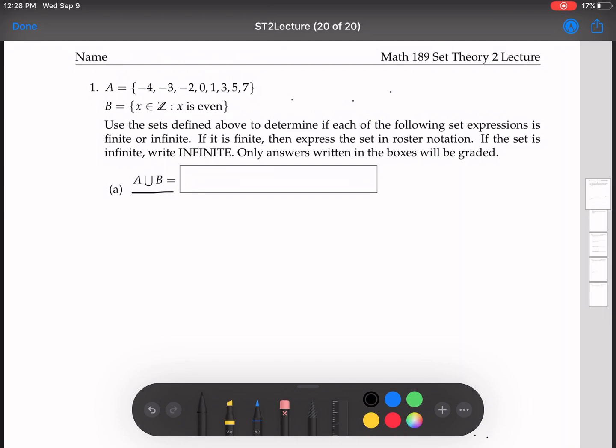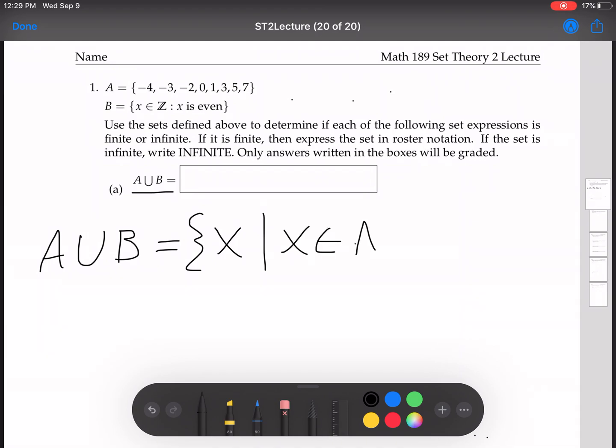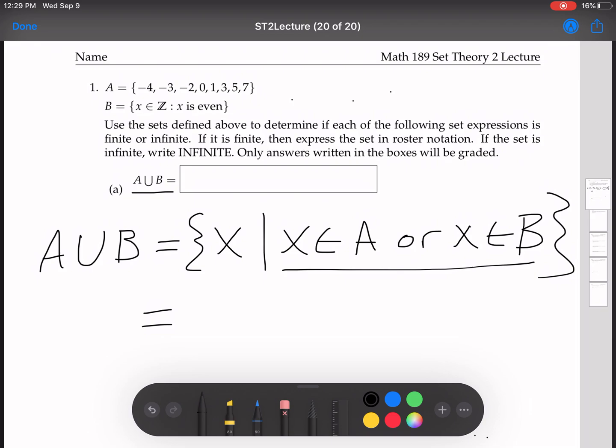All right, so remember that A union B is the set of all x such that x is in A or x is in B. And this is really just the set of all x's that satisfy this property. Now remember, what does it mean to satisfy an or? It means that you satisfy one or the other or both of the two statements that are put together.